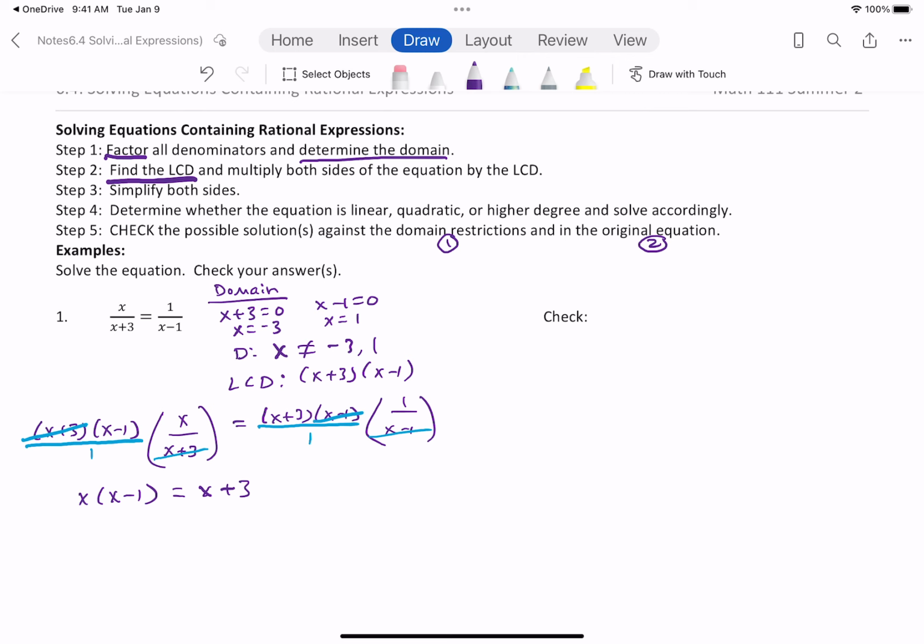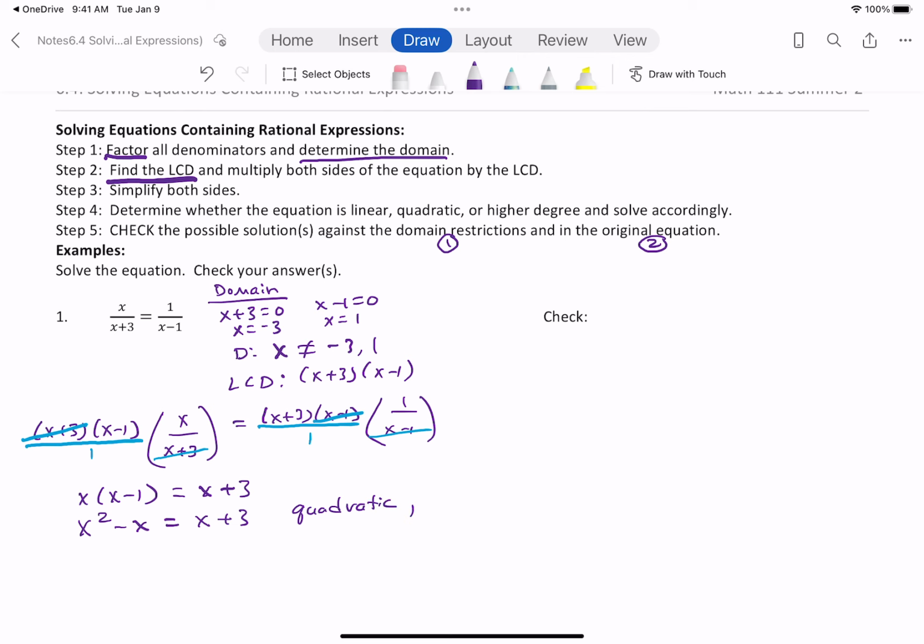So now what we're left with is a much nicer looking equation. We don't have fractions running around, so we just need to start cleaning this up. So I'm going to distribute: x times x is x squared, x times negative 1 is negative x, and it's equal to x plus 3. So I see my highest degree is a 2, so this is a quadratic.